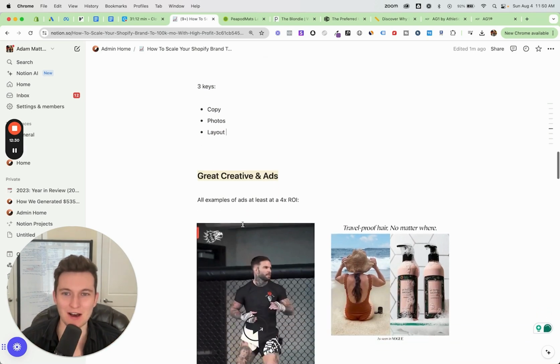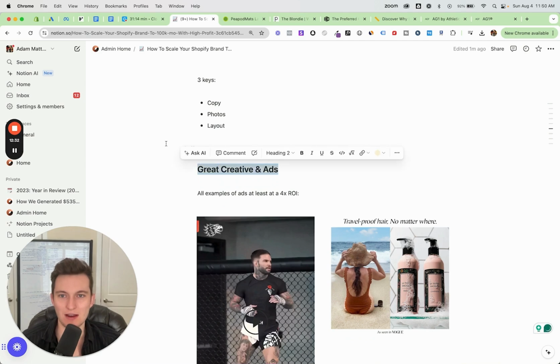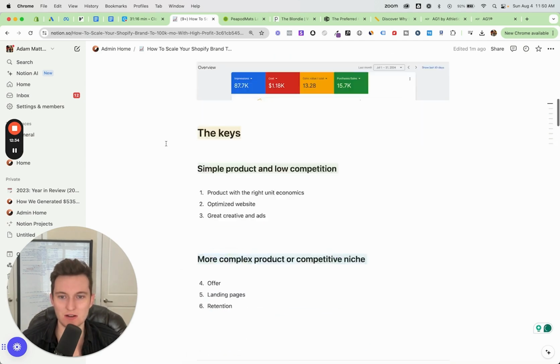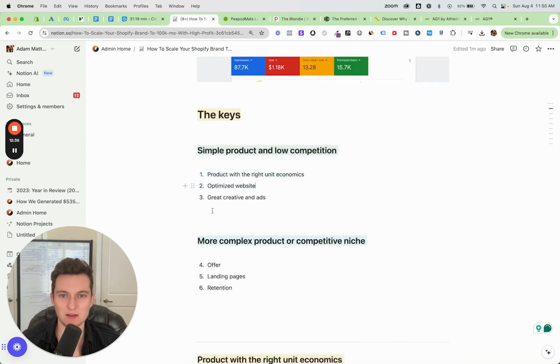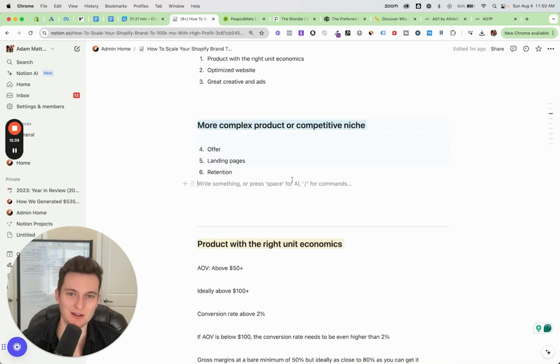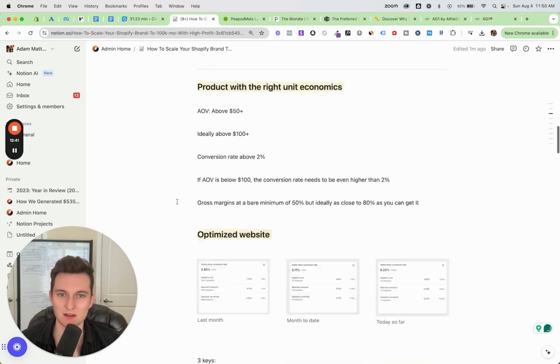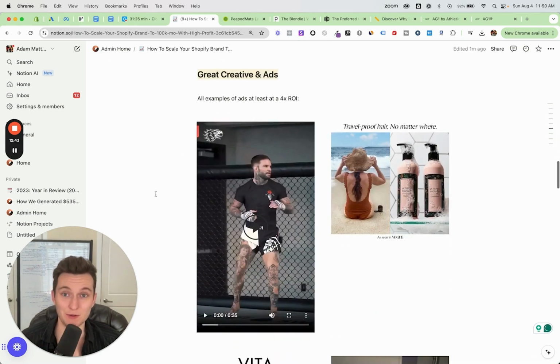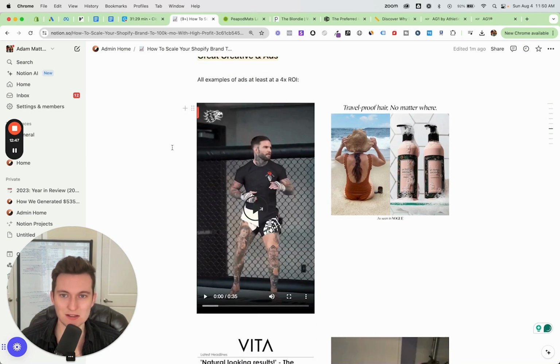Okay. Up next is creative and ads. This is the last section here for a brand with a simple product and low competition. And honestly, for a more complex and competitive product, you need all of these as well. Now, these are all examples of ads with at least a 4x ROI.